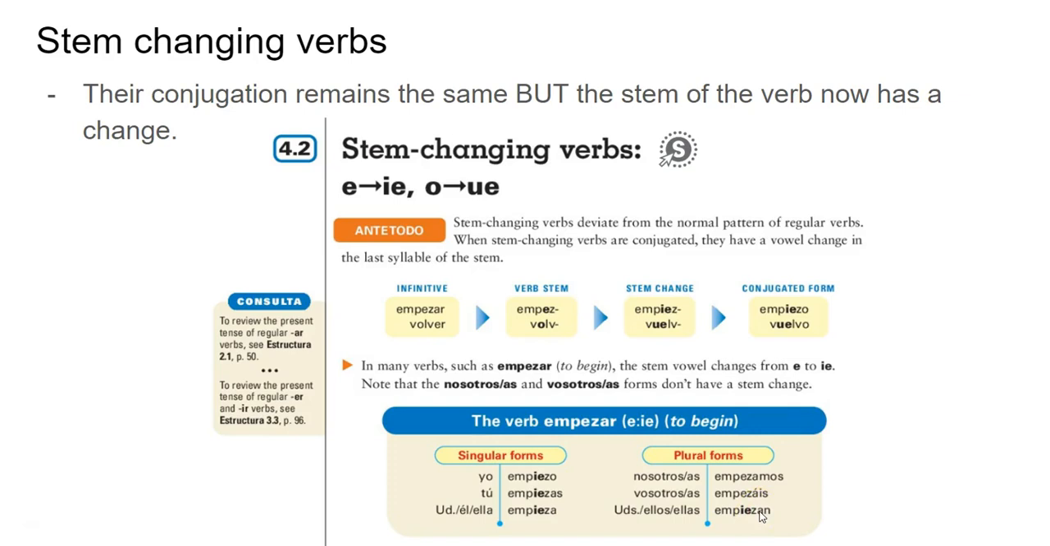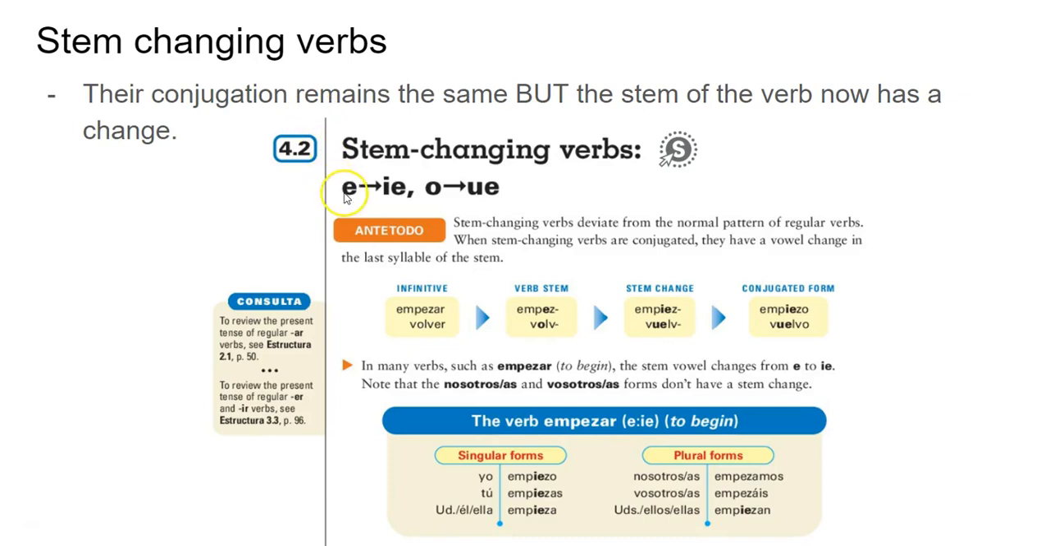Now, what we're learning now is that some of these stem changing verbs are going to be slightly different than the regular verbs in the stem. Okay, so what that means is that in a verb like empezar, the AR, again, is the conjugation part. So you remove that, and then the syllable right before it, that is the stem of the verb. And that stem is going to change, okay?